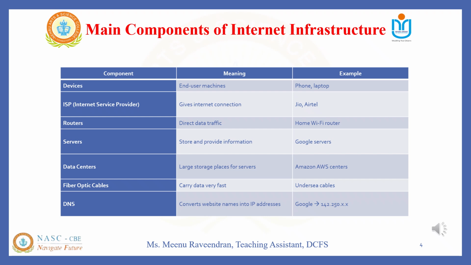Finally, we have the domain name system or DNS. DNS converts easy to remember website names into IP addresses. For example, instead of remembering a numerical IP address, we simply type www.google.com. DNS finds the correct IP address automatically.